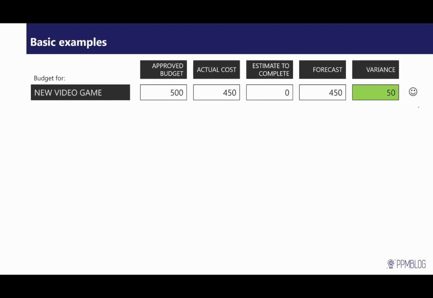So here are some basic examples. You allow, let's say, your son or daughter to go out and buy a video game. They are allowed to spend $500. They end up spending $450. Because this is a one-off investment, they will have 0 on the estimate to complete. No more money is needed, which brings the estimate or the forecast to 450 USD, which is 0 plus 450. So this is $50 less than approved, which in this case gives us a positive of 50 USD.